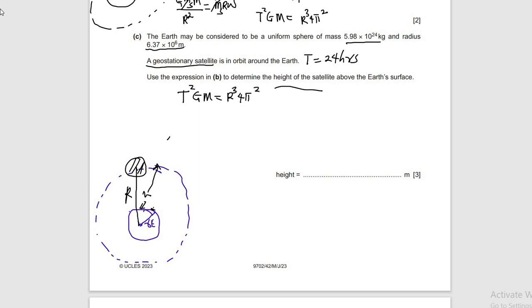Now, first, we are looking for the height. But first, let's look for the distance between them, r. So let me make r cubed the subject of formula. It will be T squared GM all over 4 pi squared. So r cubed will be, what's T? 24 hours, all squared, multiplied by, what's G?